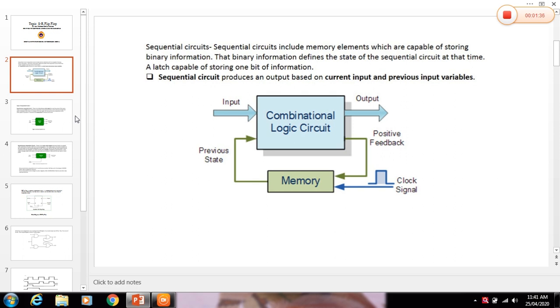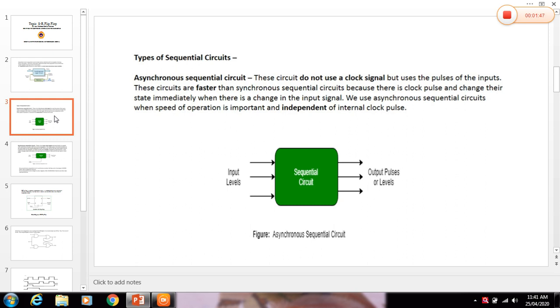Now, sequential circuits are classified into two types. They may be asynchronous, or they may be synchronous. First, we'll discuss the asynchronous sequential circuits.